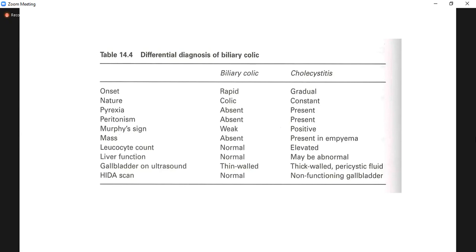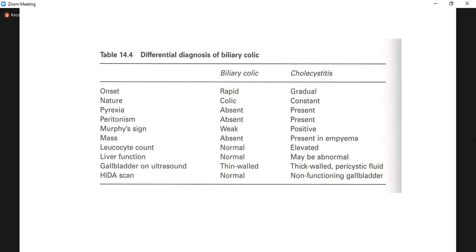So much so that they will have a positive Murphy's sign. Does everyone know what a positive Murphy's sign is? If you don't know, better know that, because when you come to do the appointment in the final year, I'm going to ask you. Right, so there you are, you have the Murphy's sign. Murphy's sign positivity is very weak in biliary colic, but it's very much positive in cholecystitis.